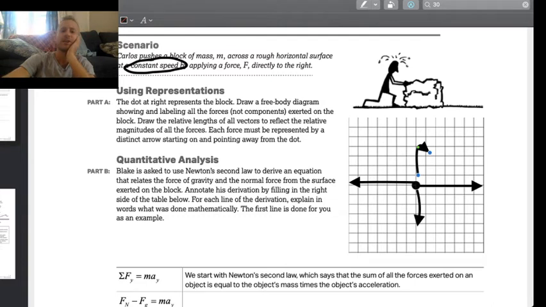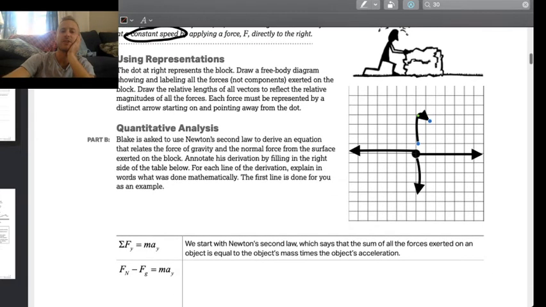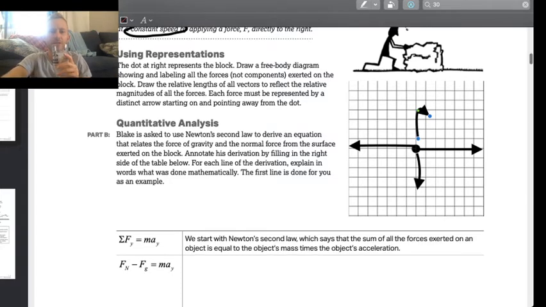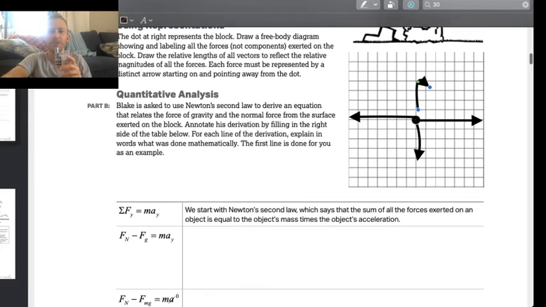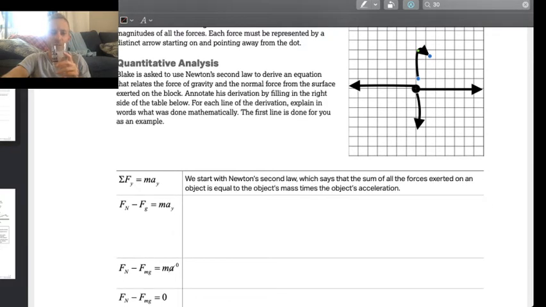Okay, quantitative analysis. Blake is asked to use Newton's second law to derive an equation that relates force of gravity and normal force from the surface exerted on the block. Annotate this derivation by filling in the right side of the table below. For each line in the derivation, explain in words what was done mathematically.